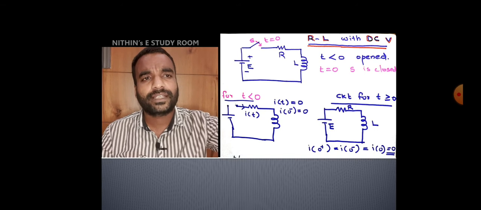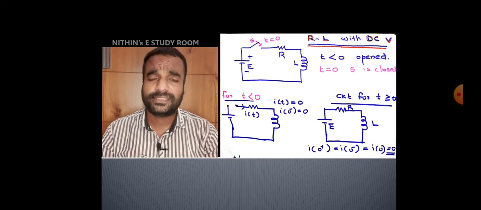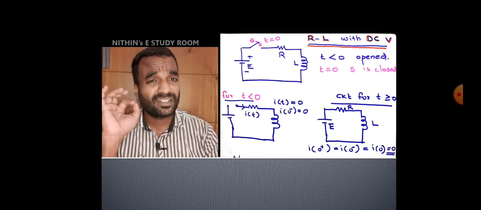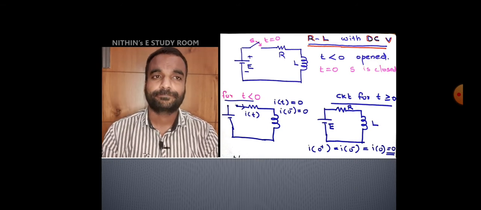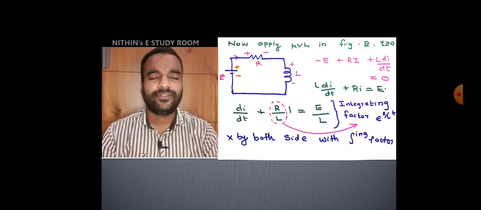After t is equal to 0, or t greater than 0, this is the circuit condition because the switch is closed. So the circuit has a resistance and inductance connected in series with a battery. Now we can apply KVL in the figure.